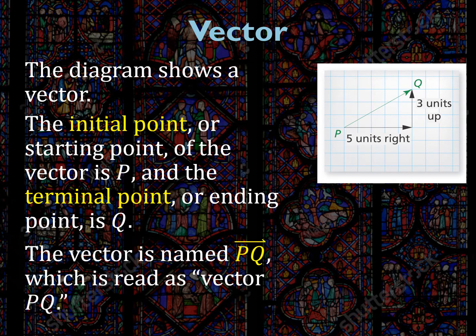This vector is named PQ. Notice that the symbol for a vector is a single arrowhead that only has the arrow going across the top. I don't know how you pronounce it, but that's basically the symbol for a vector. You would read that as vector PQ. You'll learn a lot more about vectors if you get into higher levels of math.